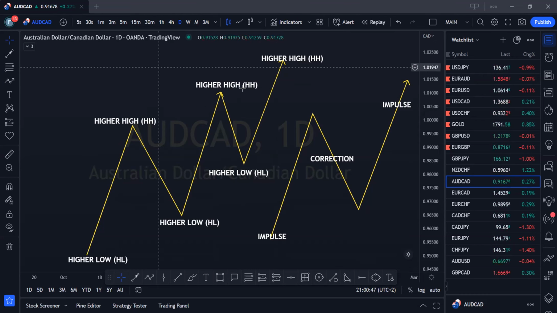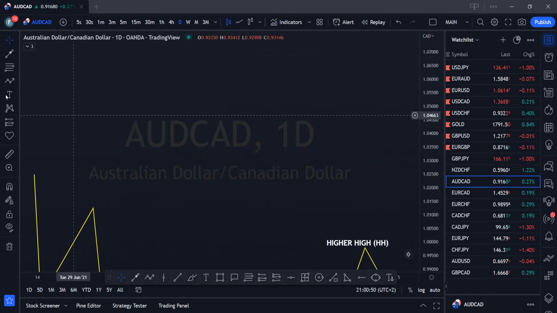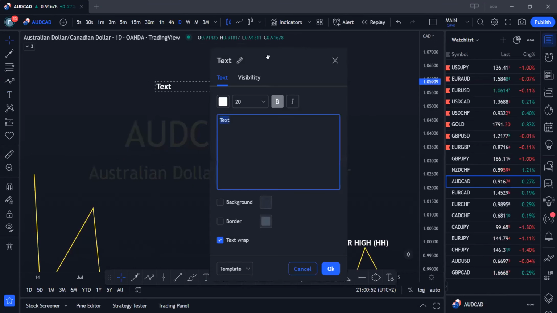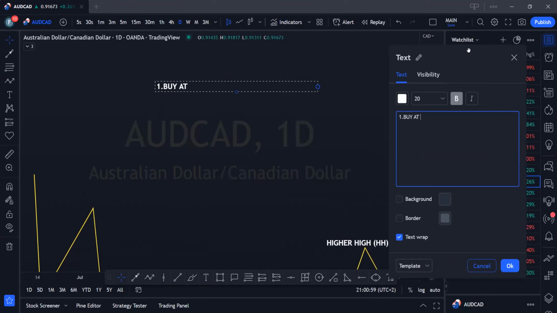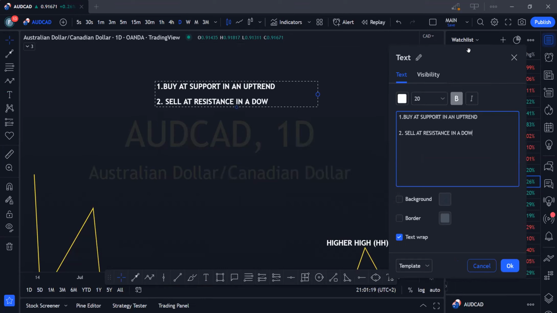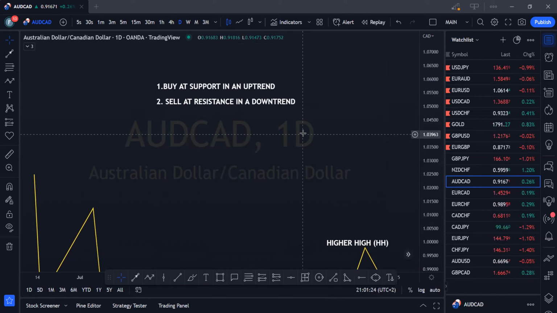Let me write it down. I think it might not be clear enough. So, number one, you buy at support in an uptrend. And then number two, you want to sell at resistance in a downtrend. Okay, very, very important note right there.